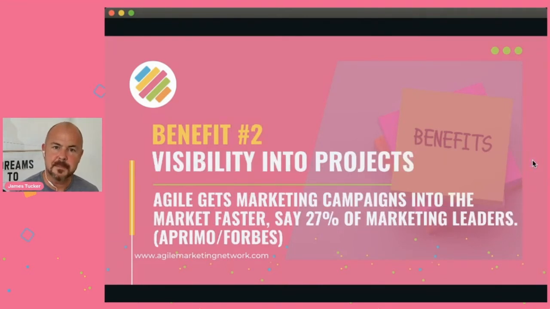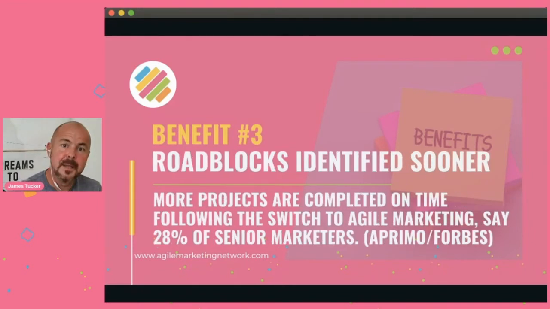Benefit 2, visibility in projects. Again, we said this, it's a living and breathing process, depending on what type of tool you use. But it's there, it's visible. You can see traceability and actions among your team members. Here's one, Agile gets marketing campaigns into the market faster. Benefit number 3, roadblocks are identified much sooner. More projects are completed on time following the switch to Agile marketing, say 28% of senior marketers.